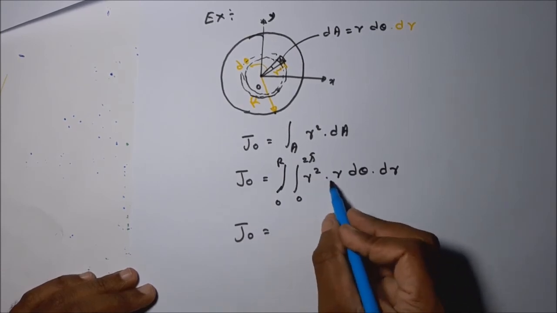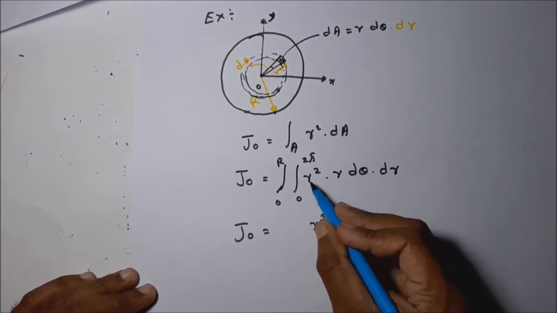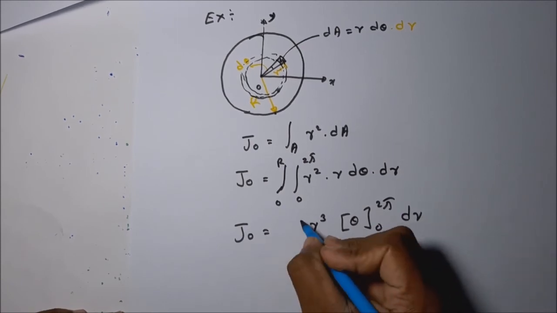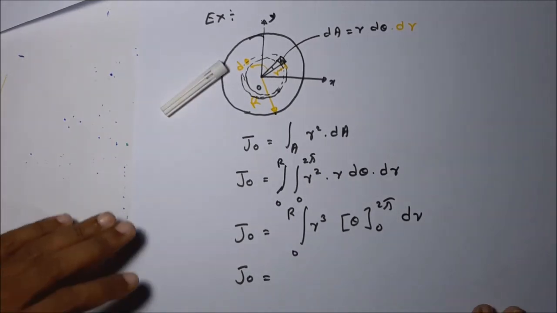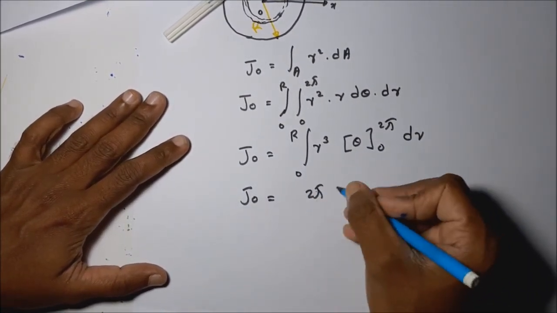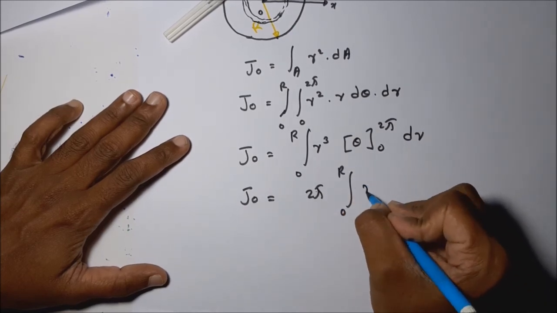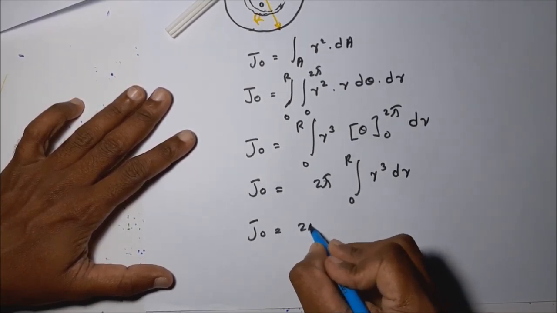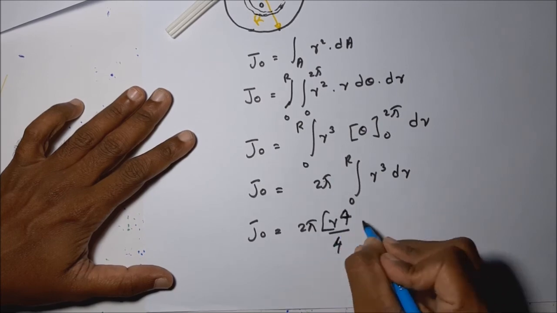J naught is equal to, for this integral we can take r cube out of the integral sign, so d theta with theta from 0 to 2π, and dr with r from 0 to capital R. 2π we can take out of the integral sign. So the integral from 0 to R of r cube dr gives r to the 4 divided by 4, from 0 to R.